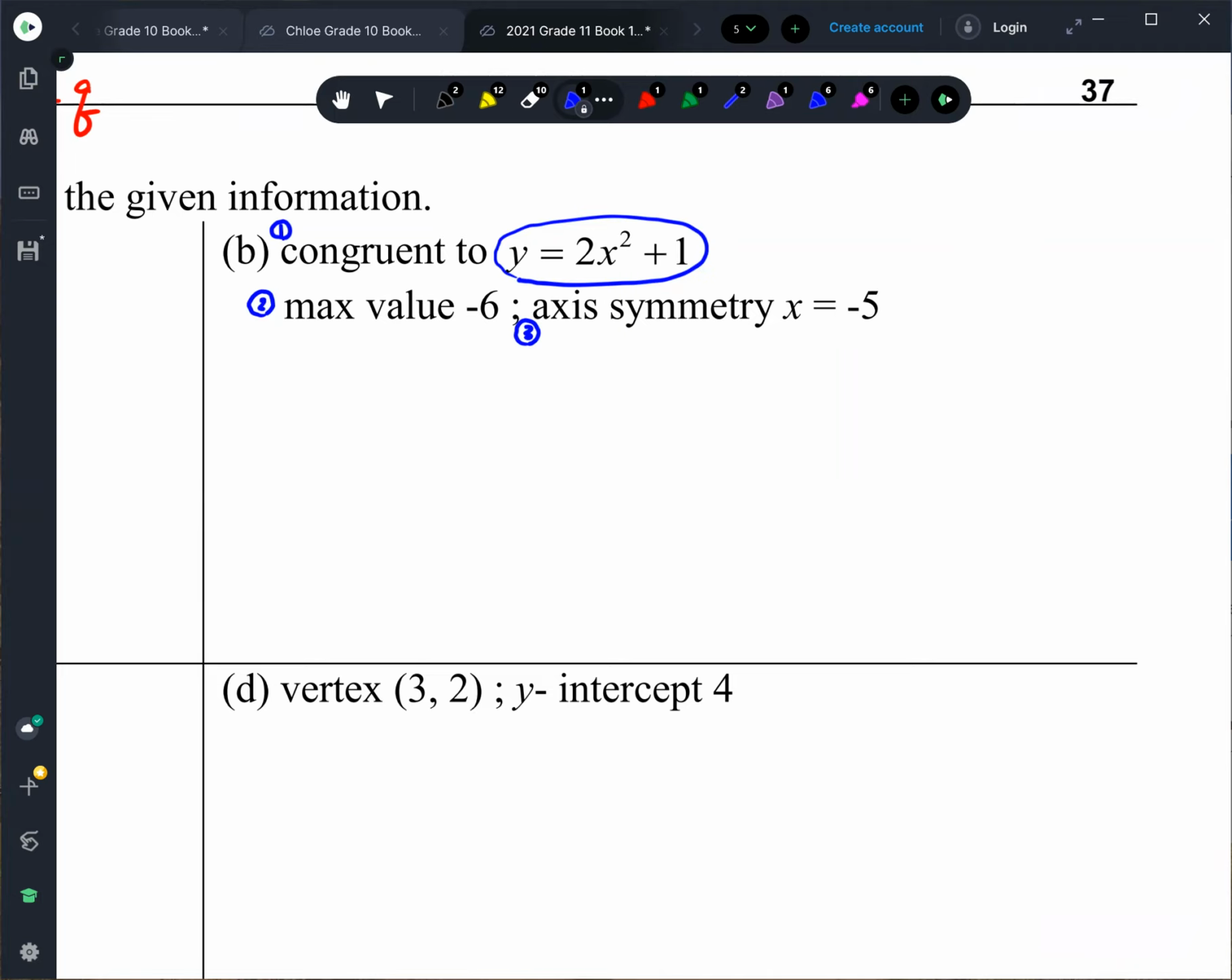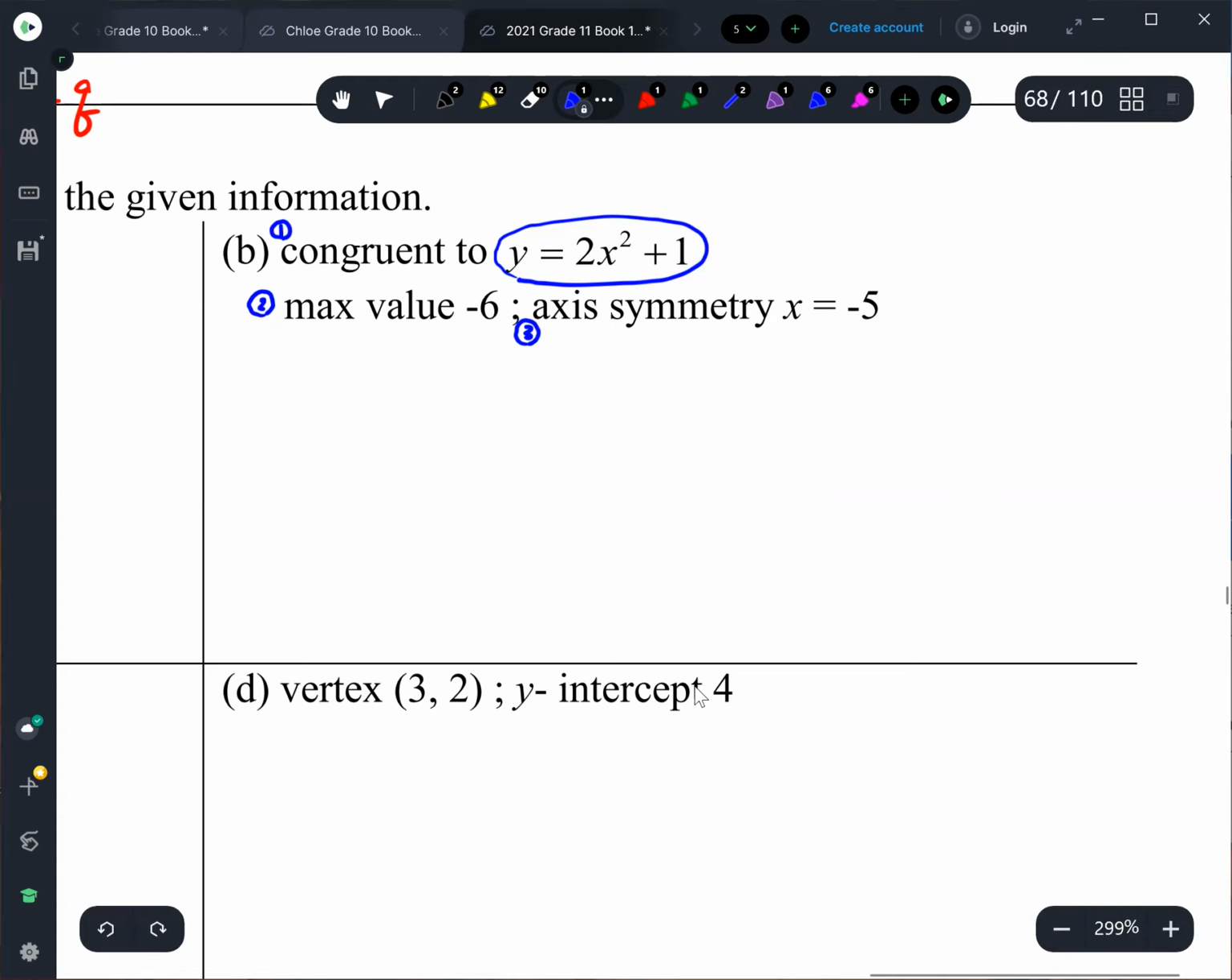I'll let you think about this for a minute. Maybe you can try to get a sketch. Does anyone have a question about what congruent means? What does congruent mean? This word.